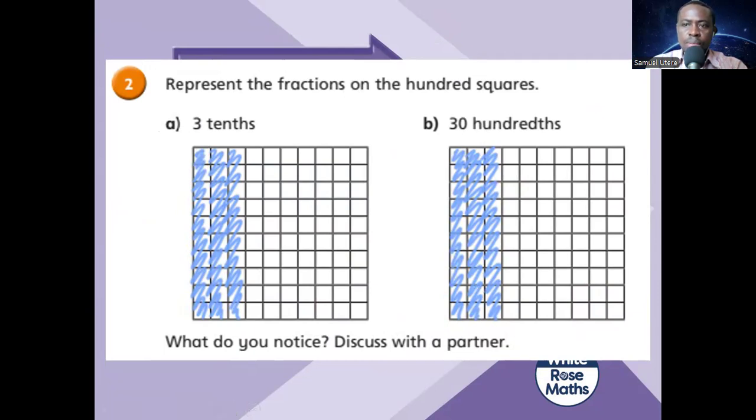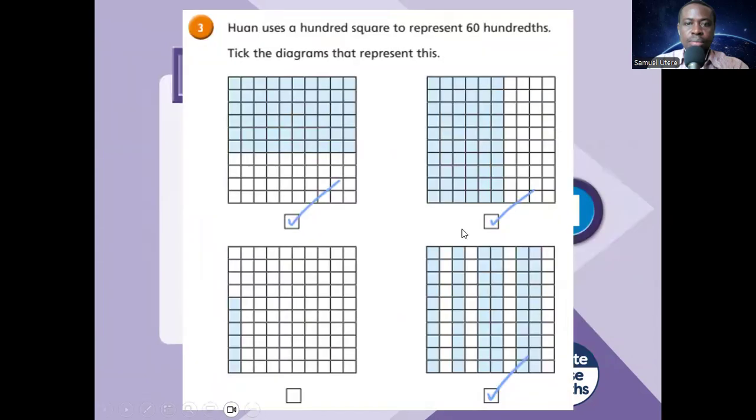Discuss with a friend or somebody, your parents. Why are they the same? Well, remember at the start of our lesson, what did we say? We said 10 hundredths is the same thing as 1/10. So they are the same. Okay? So if we have 1/10, if we have 3/10, if we multiply that by 10, we'll get 30 hundredths. So they are the same.